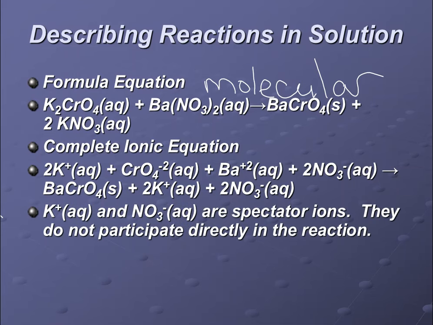Then we have our net ionic equations, which is where we eliminate our spectator ions from each side of the equation, and we write what remains, and that is going to be your precipitate and the ions that make up the precipitate.